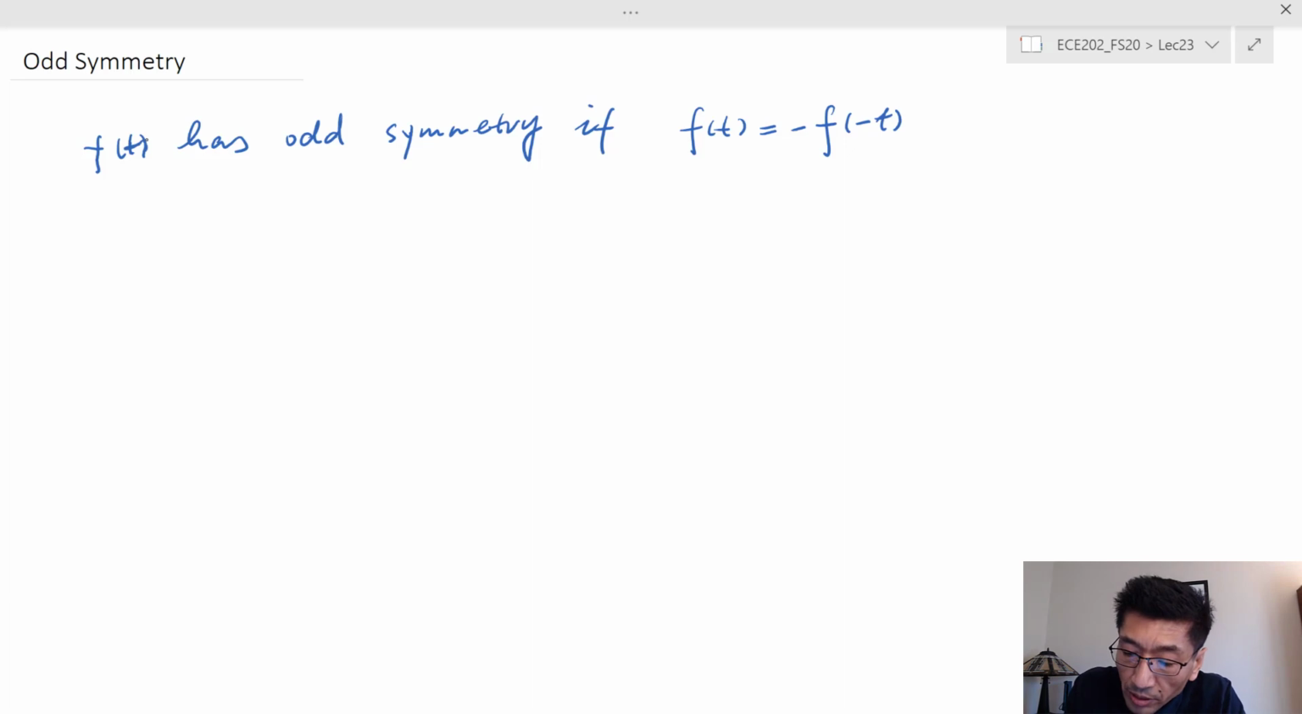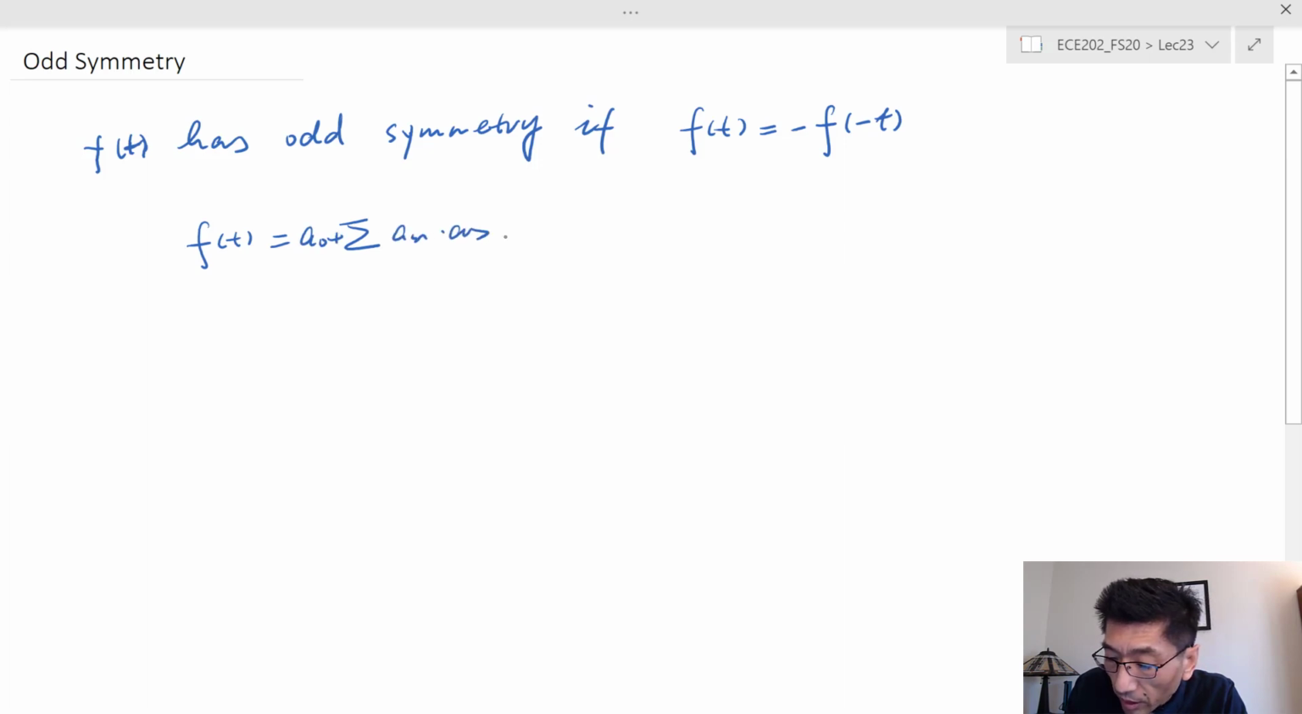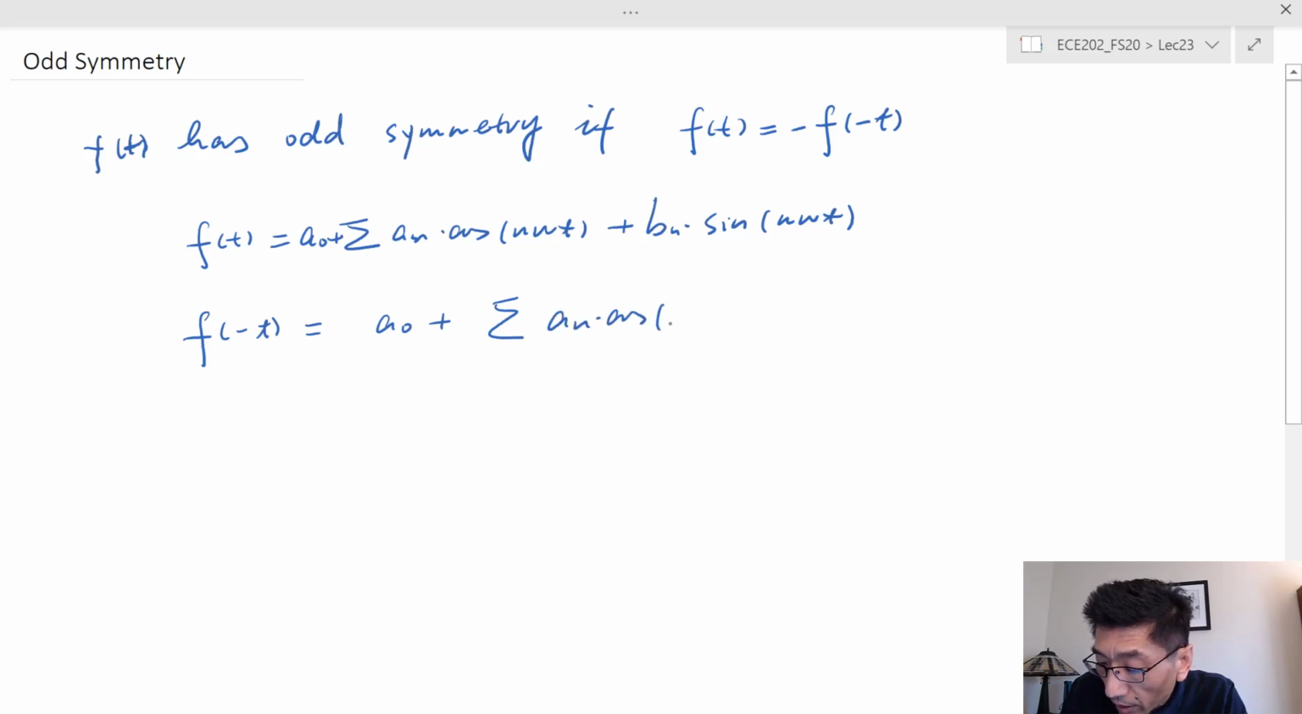In any case, let's see what impact this would have on the Fourier coefficients. We still have f(t) equal to a0 plus the sum over n of an times cosine n omega t plus bn times sine n omega t. And f(-t), we just did that, so I should copy that. f(-t) is equal to a0 plus the sum of an times cosine n omega t, because cosine of n omega negative t is the same as cosine n omega t, minus bn times sine n omega t.